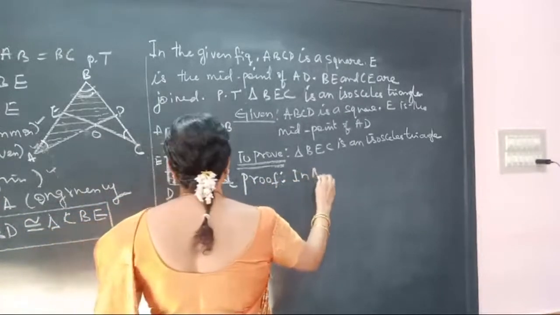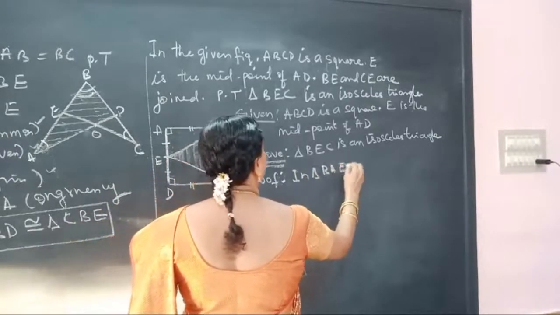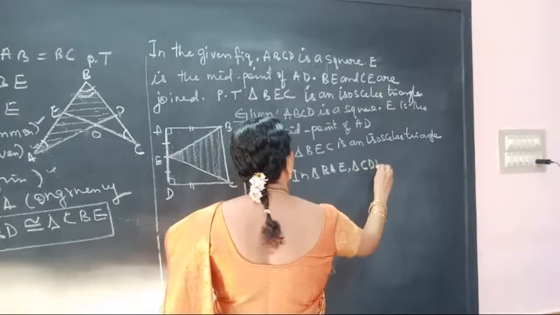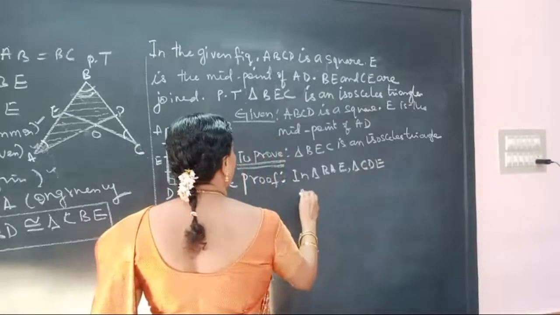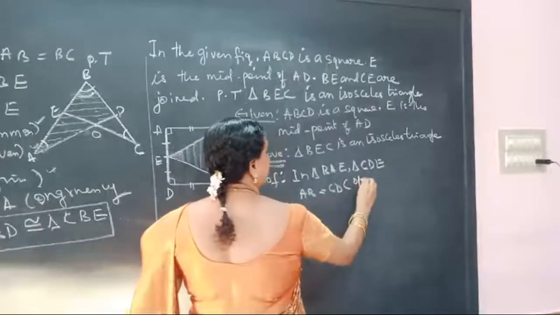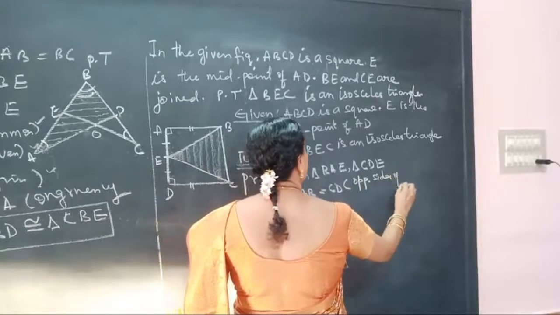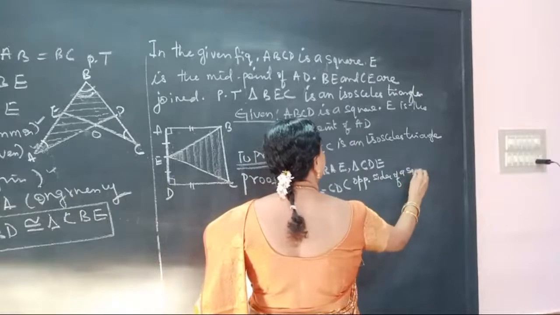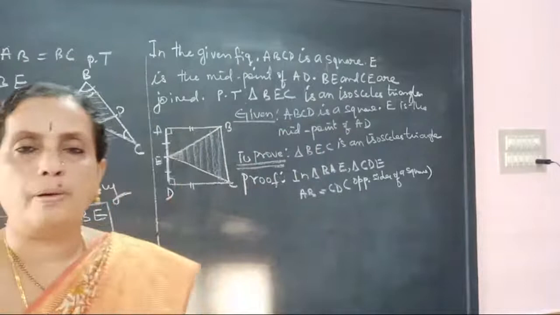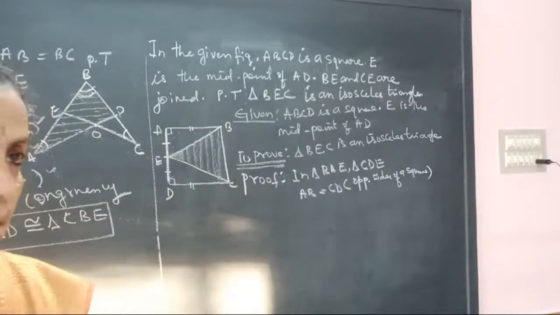In triangle BAE and triangle CDE, AB equals CD, opposite sides of a square. These questions are not in the textbook. Apart from the textbook, I am giving them. Practice it as an application.